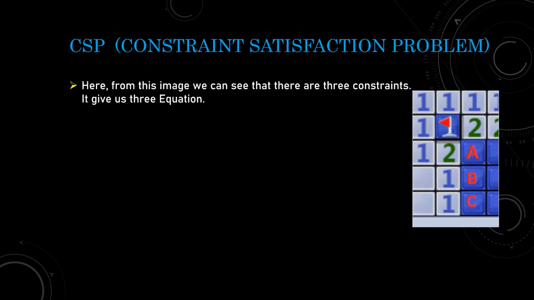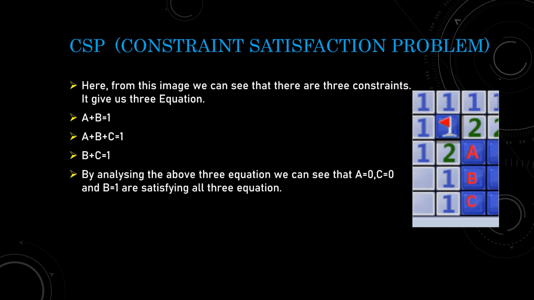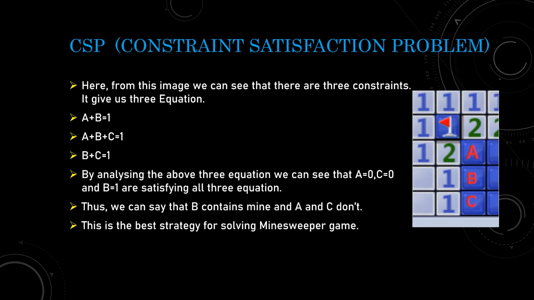Here from this image we can see that there are three constraints. It gives us three equations: A plus B is equal to 1, A plus B plus C is equal to 1, and B plus C is equal to 1. By analyzing the above three equations, we can see that A equal to 0, C equal to 0 and B equal to 1 satisfy all three equations. Thus, we can say that B contains a mine and A and C don't. This is the best strategy for solving the Minesweeper game.